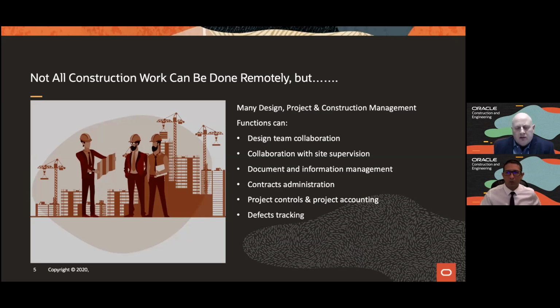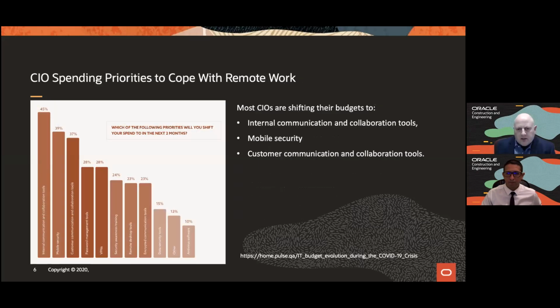We can target design team collaboration, design reviews. We can target collaboration with site supervision. So if we've got the site supervisor and the person in the office, how can they work together? We can prioritize document management and information management. We can do a lot of contract administration remotely. Think about contractual correspondence. All of that can be done remotely.